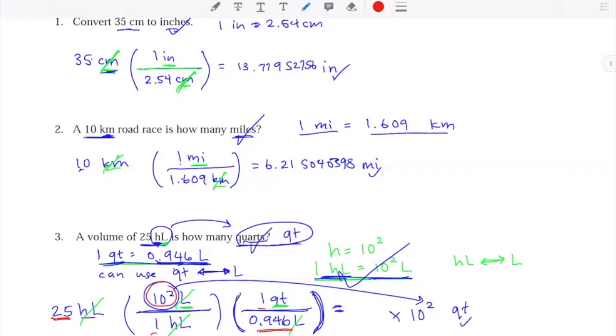Put that into the calculator, and I've got 26.42706131, and that's times 10 squared quarts. Okay, so you have that whole long number and you want to keep that whole long number.